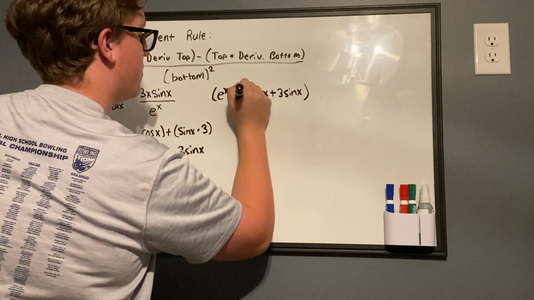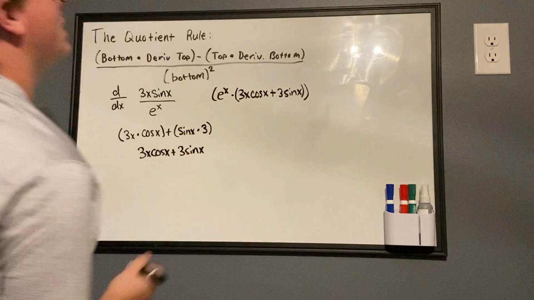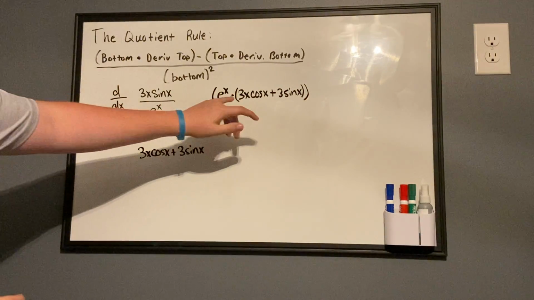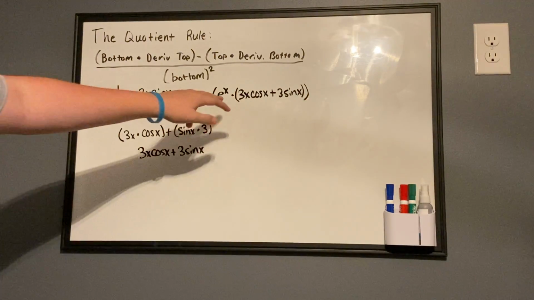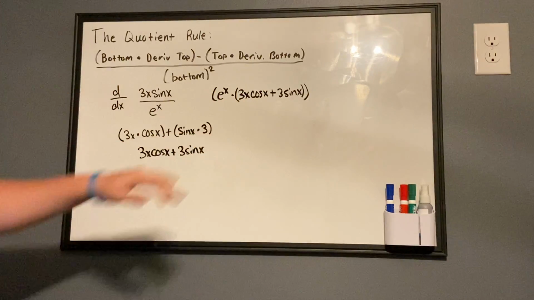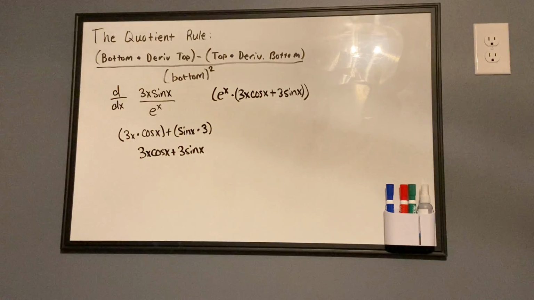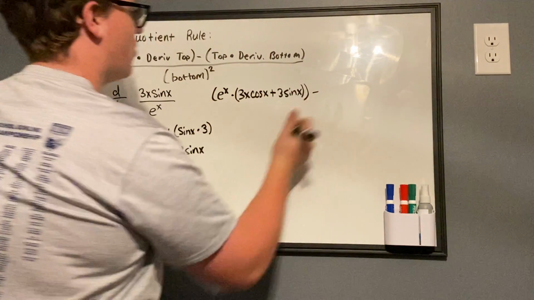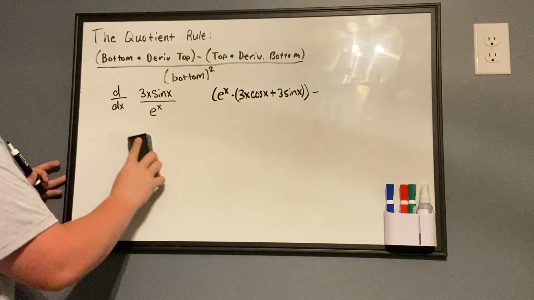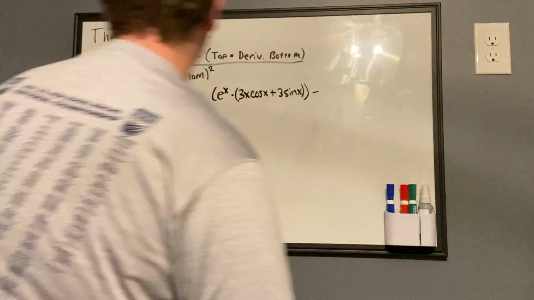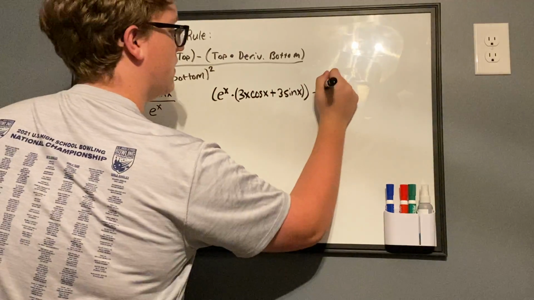And make sure when you're doing this, you have to put parentheses around that, because when you're multiplying the e to the x, if you don't put parentheses there, then you're just multiplying e to the x to this one. But the e to the x goes to the entire derivative. It's the bottom times the derivative of the top. So it's got to go to both. So now we're going to subtract. I'm going to go ahead and erase this so we have some more space. Now we're going to subtract the top term, which is our 3x sine of x.